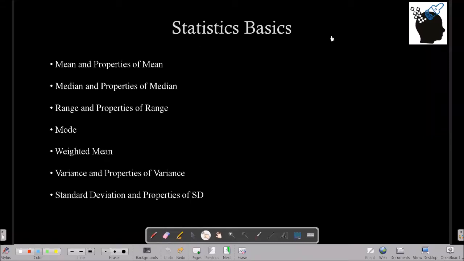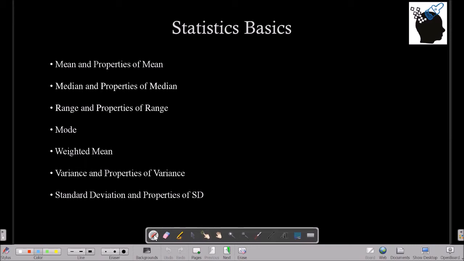Today we'll talk about basics of statistics. We'll go through what is a mean and a couple of properties of mean, median and properties of median. We'll see what is a range and properties of range. We'll go through mode, weighted mean, variance and properties of variance, standard deviation and properties of standard deviation.